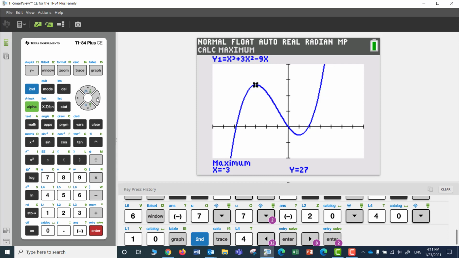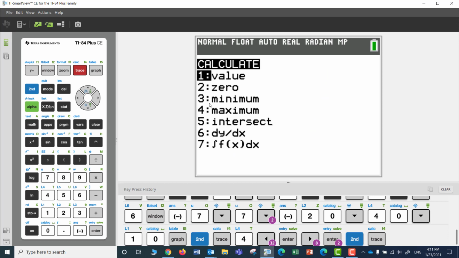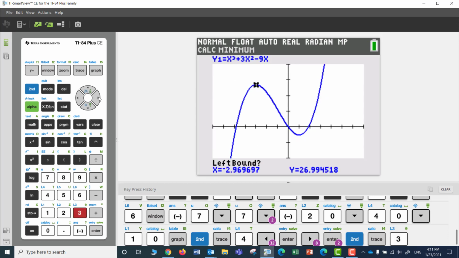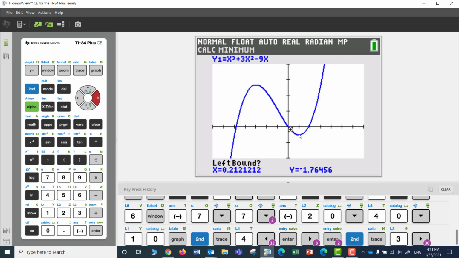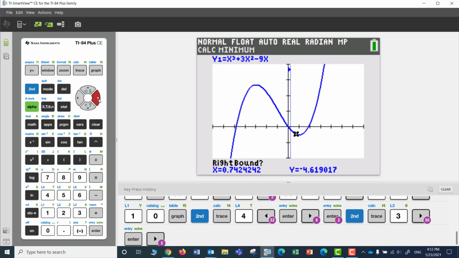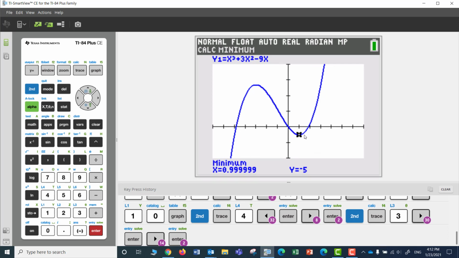For the second turning point, you repeat this process, second trace. This time you're going to do the minimum. You can move the cursor a little bit to the right, so that the cursor is to the left of the valley that you're looking for. Push enter. For the right bound, you use the right arrow to move the cursor to the right of that valley. And for the guess, usually you just need to press enter.